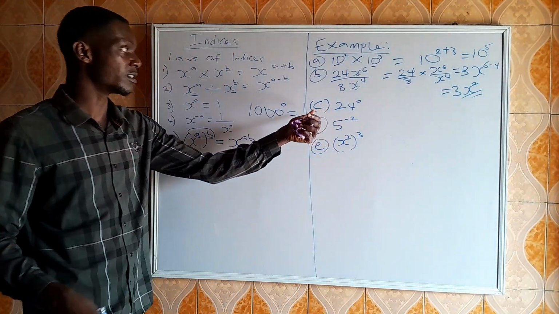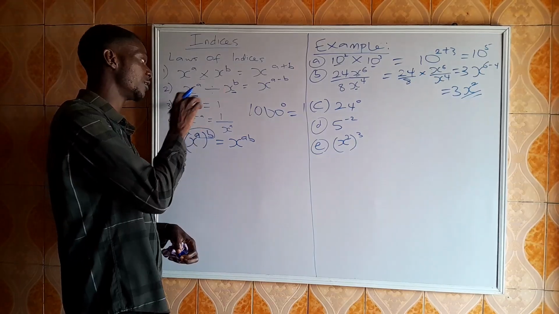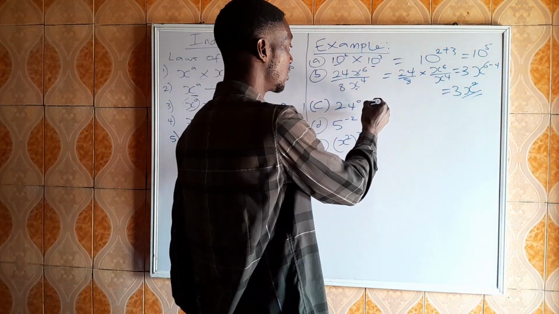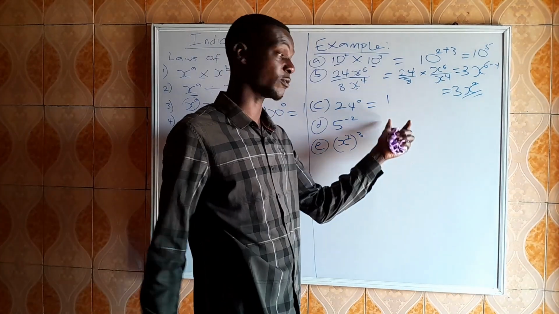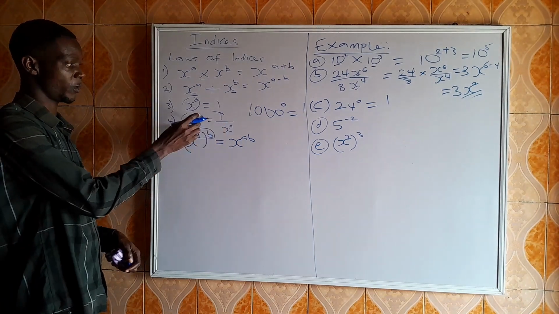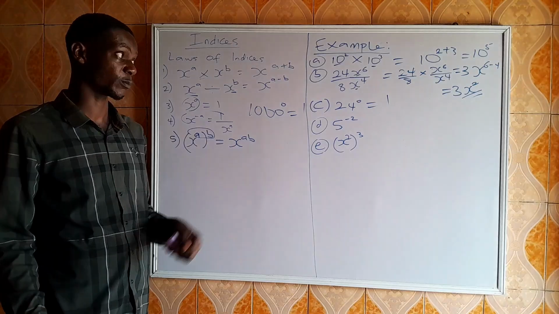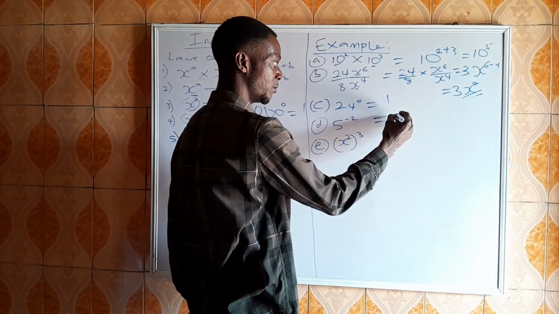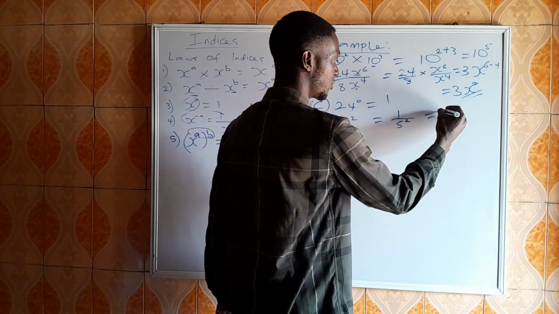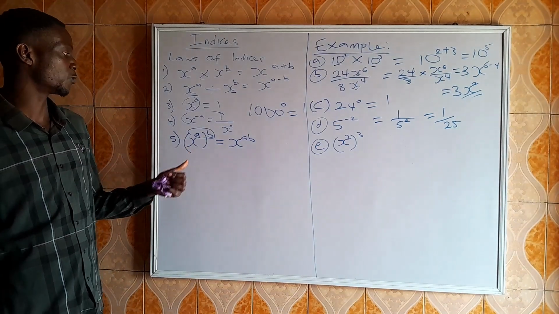So you have this, and for the third law, which is x raised to the power 0, I told you anything raised to the power 0 will always be equal to 1, no matter the number. So this will definitely be 1. And for the fourth rule, where you have x raised to the power minus a, it becomes 1 divided by x raised to the power a. Now the same thing here, so this will be 1 divided by 5 raised to the power 2, which is 1 over 25.